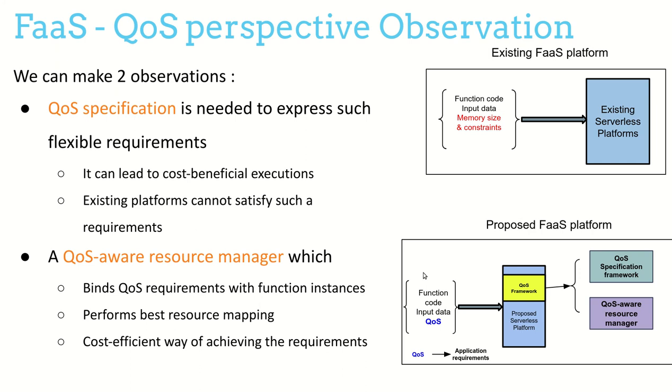You can make two observations from this. QoS specification is needed to express such flexible requirements. The existing platforms cannot accommodate the variety in specifying application requirements. With QoS specification, it can lead to cost beneficial executions, and existing platforms cannot satisfy such a requirement. And not just that, there is a need for a QoS aware resource manager, which binds such QoS requirements with function instances and performs the best resource mapping based on the available resources, and that leads to a cost efficient way of executing the function.